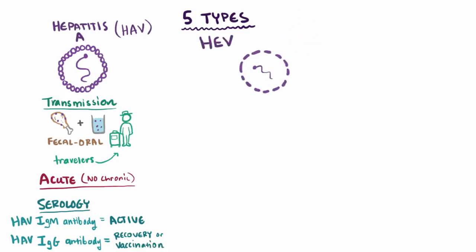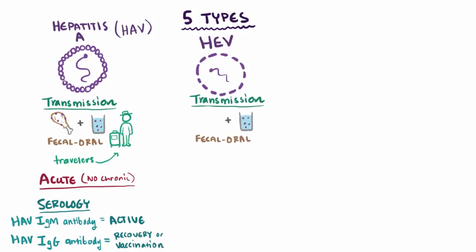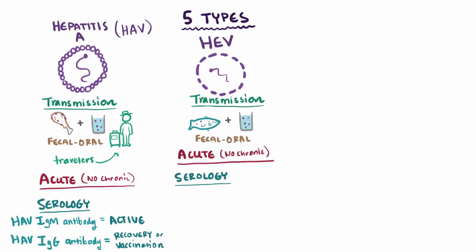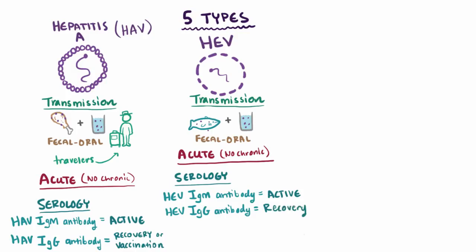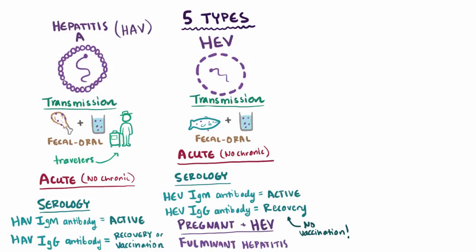Hepatitis E virus is actually pretty similar to HAV, with the same route of transmission, fecal-oral, and is most commonly acquired through undercooked seafood or contaminated water. It also doesn't have much of a chronic state, and HEV IgM antibodies tell us that there's an active infection, and HEV IgG antibody is protective and signals recovery, just like HAV. Two big differences to note, though, between these two are, one, only HAV has the option for immunization, and two, HEV infection for pregnant women can be very serious and can lead to acute liver failure, also sometimes called fulminant hepatitis.